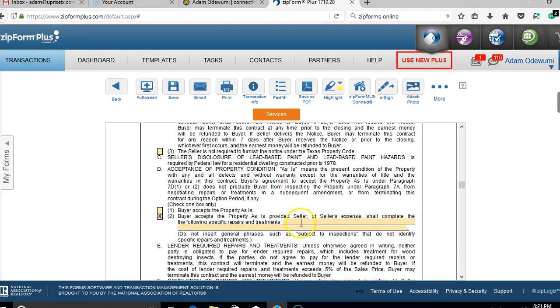Let me show a difference. This one says the buyer accepts the property as is provided by the seller, but at the seller's expense, they shall make sure that electrical in the kitchen is repaired. So what that means is, hey, this is our offer based on you fixing the lights in the kitchen, because we know they don't work just from the first time we went to see the house. So that's what that is. A lot of people get confused. Don't get confused. You're still able to do inspections. You're still able to negotiate. But it basically says on what basis this offer is made.